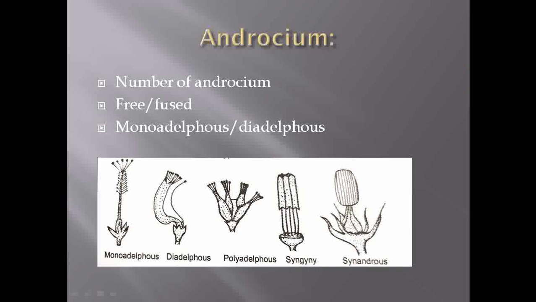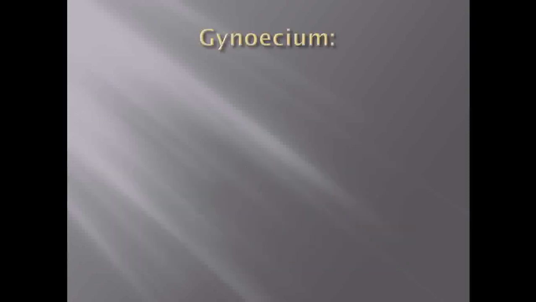nine anthers are present in a bunch or fused, while a single one is free. So they are in two groups. This type of condition is called diadelphous. This condition is called polyadelphous. Then next comes syngenesious. See here, the filaments are free, but the anthers are attached to each other. And the next condition is the synandrous condition. Here the anthers as well as their filaments are fused. So this type of condition is called synandrous.